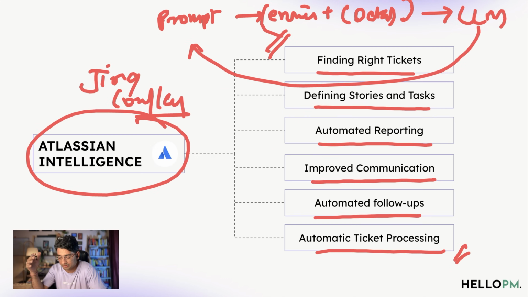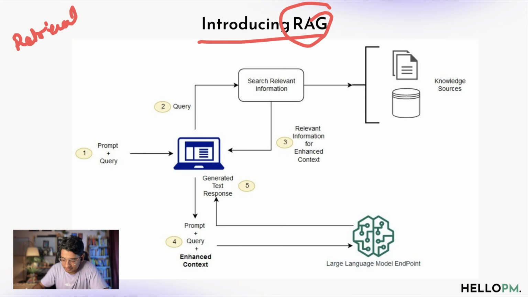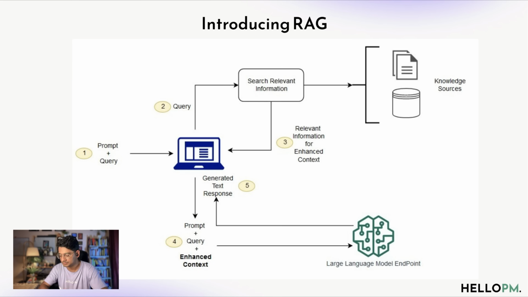Now all of this is possible because of a very simple and very powerful model architecture for building AI applications. That model is called RAG, also called retrieval, augment, and generate. So what happens in this model is, and look at this carefully, guys, because this is a very, very important concept right now.